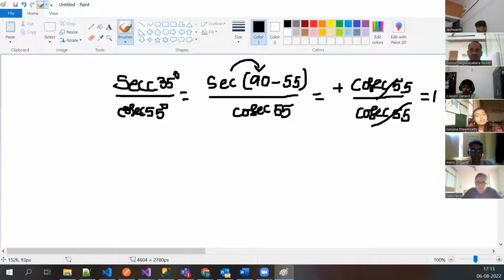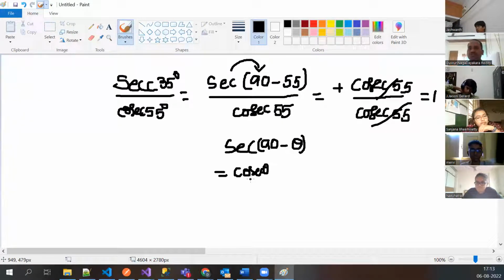Sir, could you explain the last step again? What is the rule? Secant of 90 minus theta. What is the value of secant of 90 minus theta? It is in the first quadrant and you will get the opposite ratio, right? Secant's opposite is cosecant. So we'll have cosecant theta.